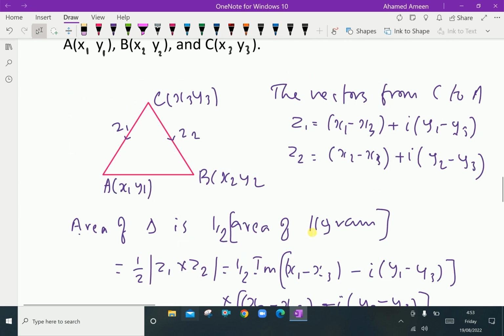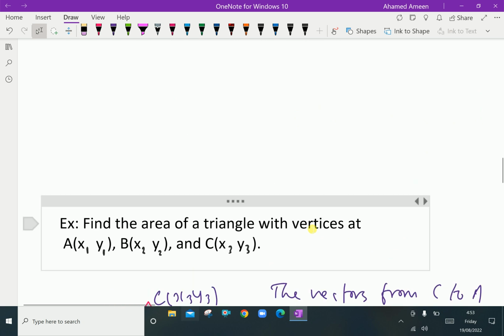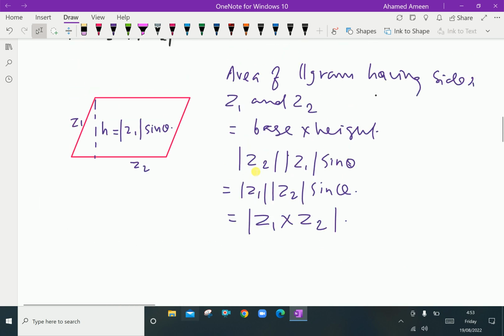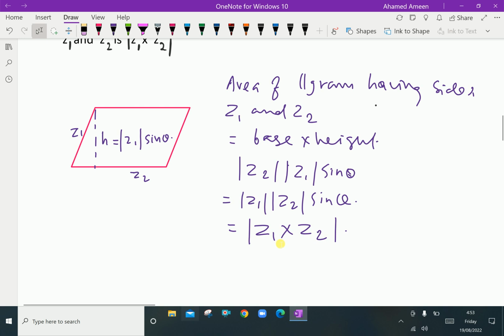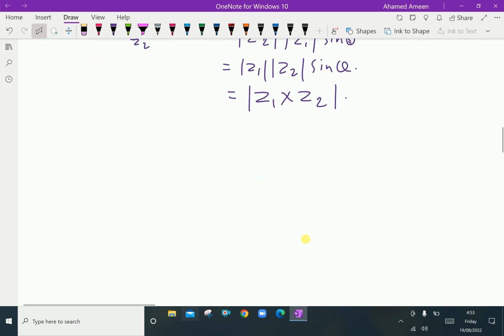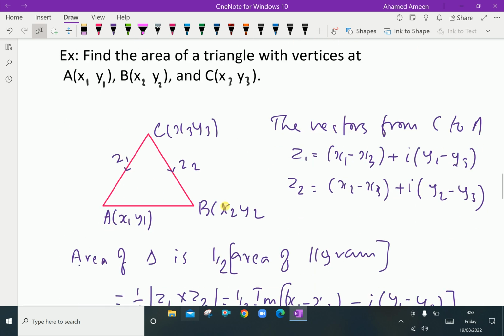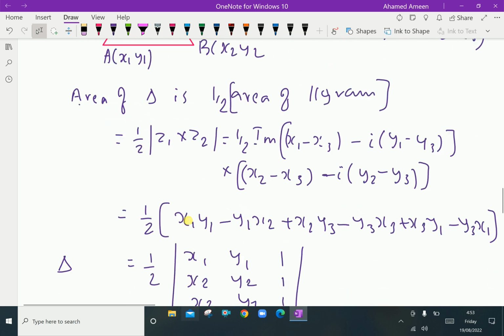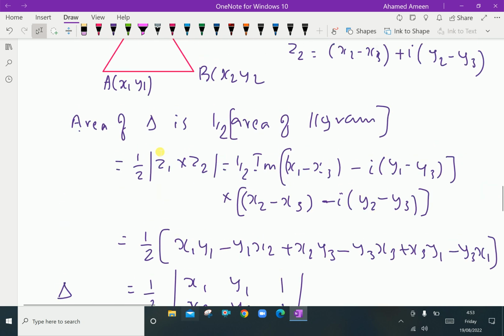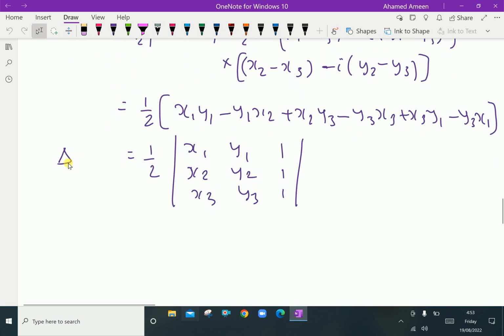Therefore, so far we have done: area of the parallelogram is the modulus of the cross product of two complex numbers z1 and z2, that is modulus of z1 cross z2. Similarly, we can get the area of the triangle with given vertices as half the modulus of z1 cross z2, which is represented in determinant form like half of the determinant x1 y1 1, x2 y2 1, x3 y3 1.